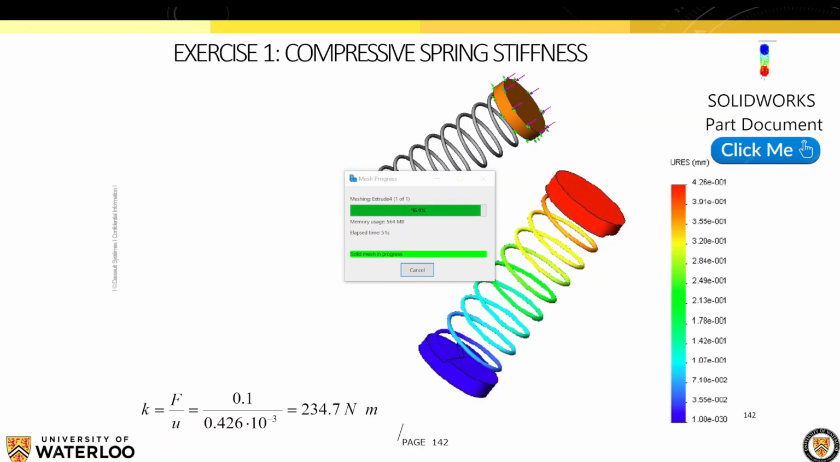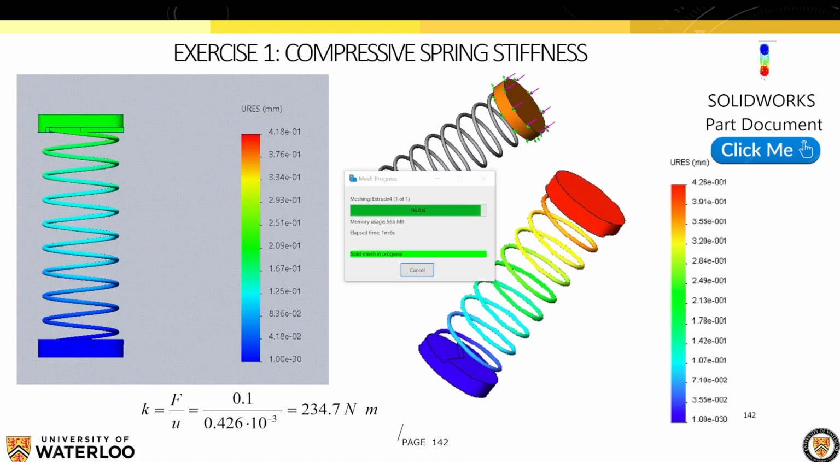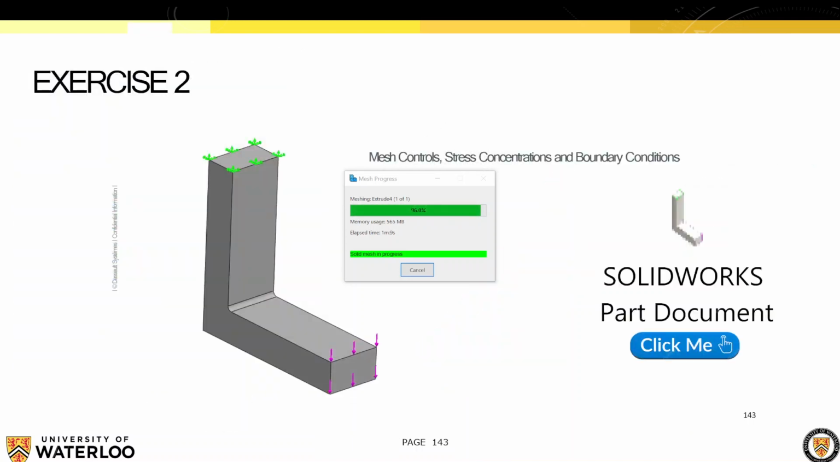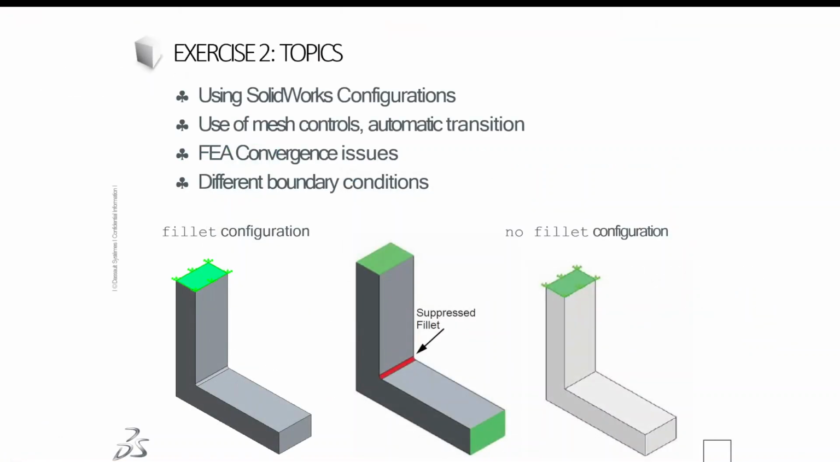So the objective here is to find what the spring constant is. So the force is 0.1, and we can calculate that from there. And you can get a nice animation in the end of it. The second exercise is this cantilever L bracket, where we're applying a fixed boundary condition at the top, and we're going to apply a force at the end. So I think the SolidWorks model is also contained within the file there. And you can see that we're going to change the fillet configuration depending on this root of the bending, and visualize the changes in the stress.